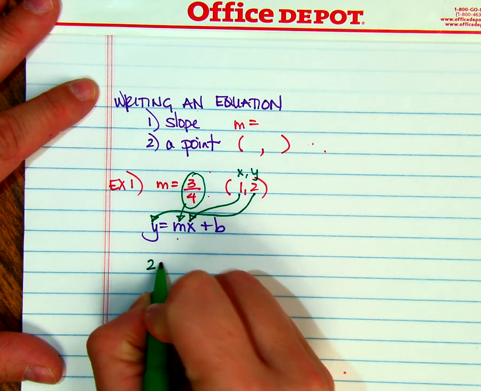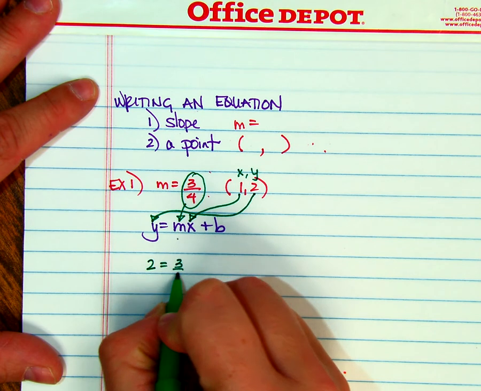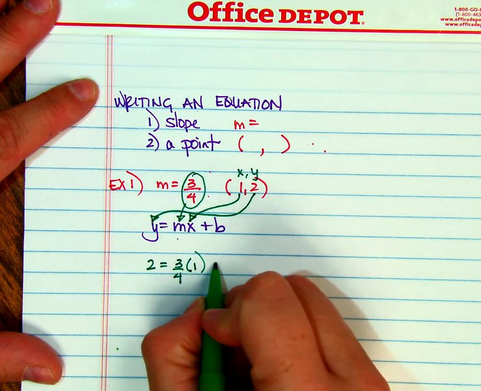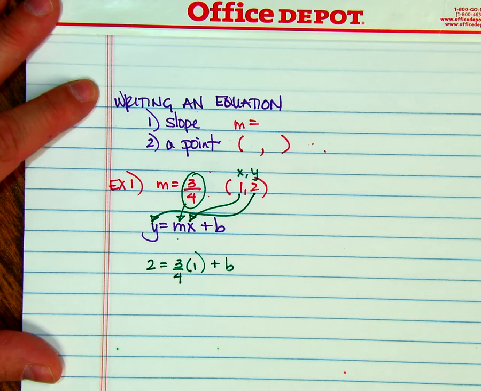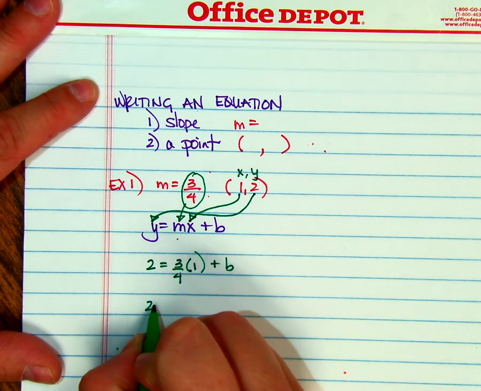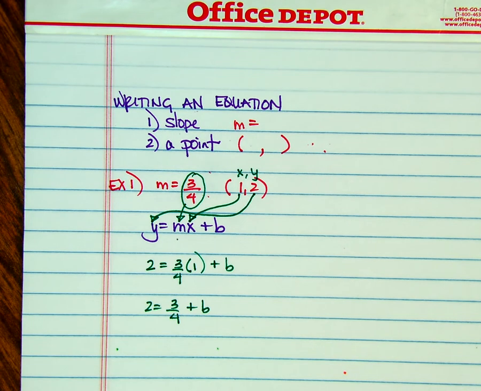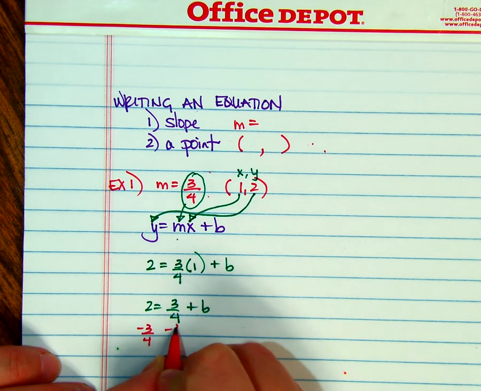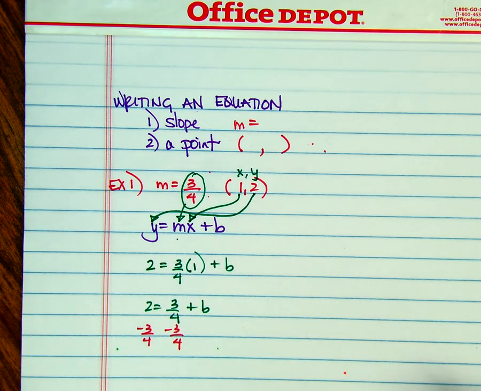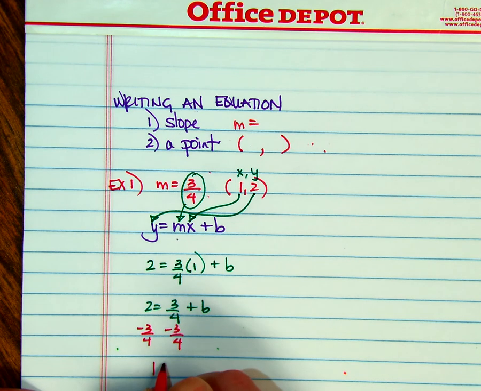So I have 2 equals, my m is 3/4, my x is 1, plus b, because that's what I'm solving for. 2 = 3/4 + b. And then I know that I have to solve for b, so I need to subtract 3/4 on both sides. Use my calculator, using the ABC button, and I get 1 1/4 = b.